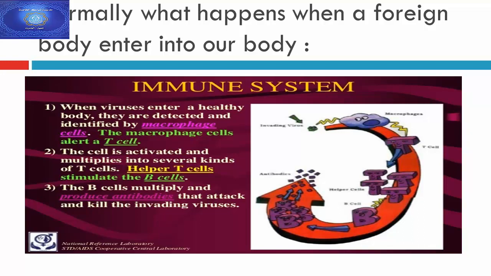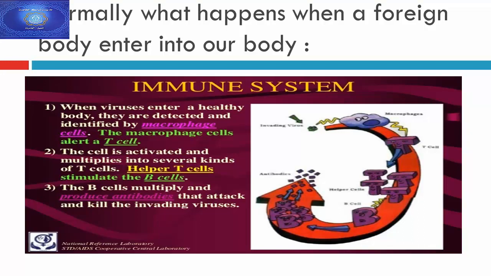So when any pathogen comes into our body, what will it do? Our body has a special defense system to attack any foreign particle that comes into our body. That is known as the immune system. So the immune system detects that a virus has come to our body and it has to work against it. Some macrophage cells, a kind of WBC, alert the T cells. T cell is also a WBC.